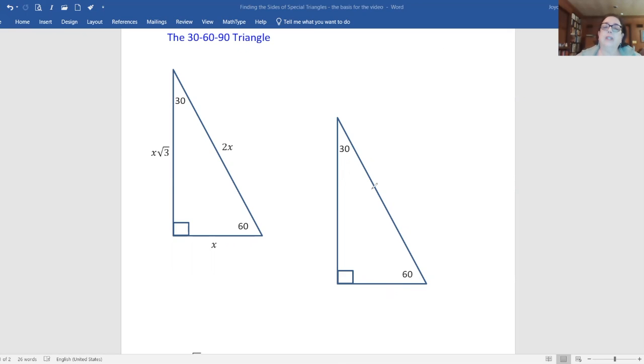Okay, let's try another one. Let's say that the hypotenuse is 92. Well, we can divide that in half. You might have to use a calculator, but many of you may know that half of 92 is 46. And it doesn't matter that this is big. We still multiply it by the square root of 3 to get the long leg.